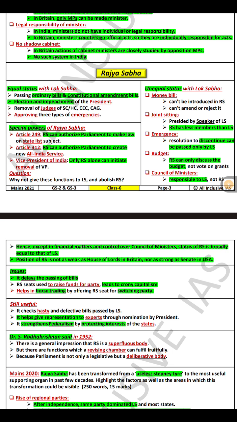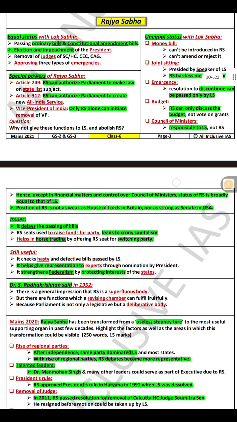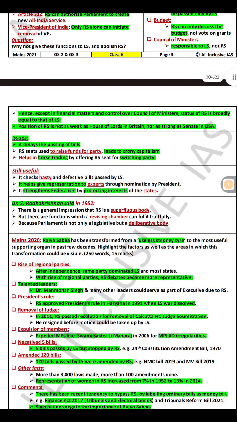Question: why not give these functions to Lok Sabha and abolish Rajya Sabha? Hence, except in financial matters and control over Council of Ministers, status of Rajya Sabha is broadly equal to that of Lok Sabha. Position of Rajya Sabha is not as weak as House of Lords in Britain and nor as strong as Senate in USA.